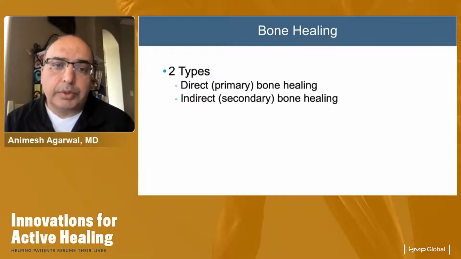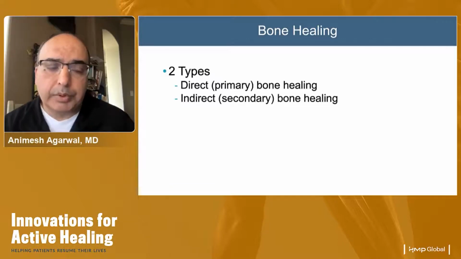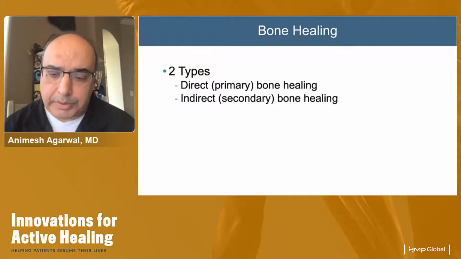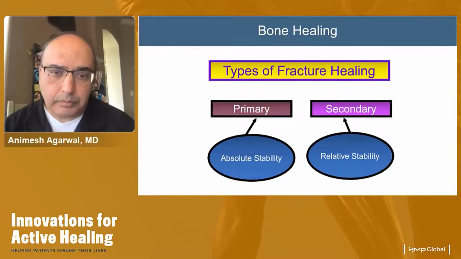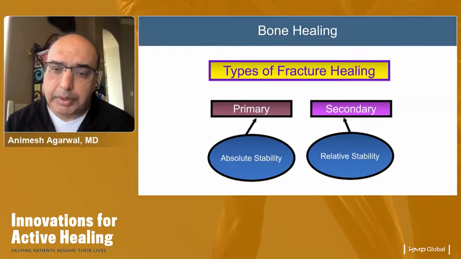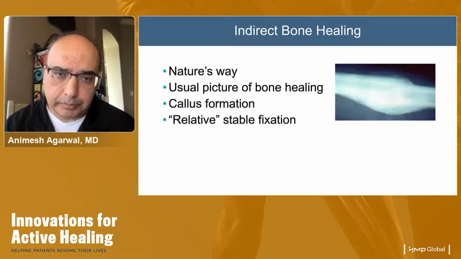This results in two types of bone healing. With absolute stability, you get direct or primary bone healing. With relative stability, where there's motion at the fracture site, you get indirect or secondary bone healing. And that's kind of shown here. Absolute stability leads to primary bone healing, and relative stability leads to secondary bone healing.